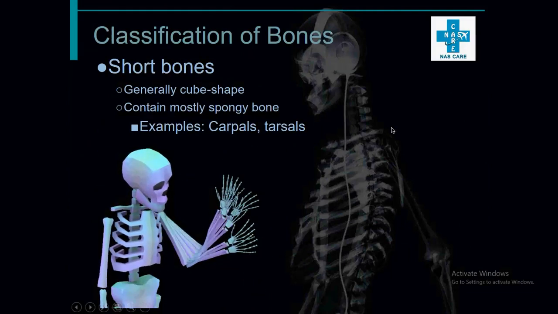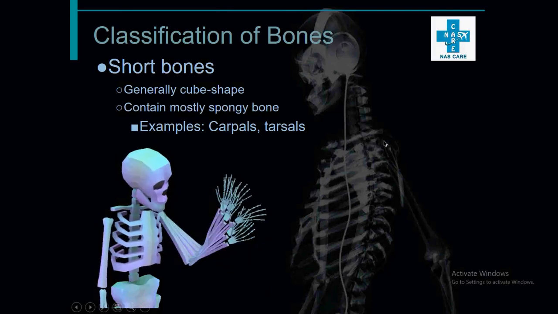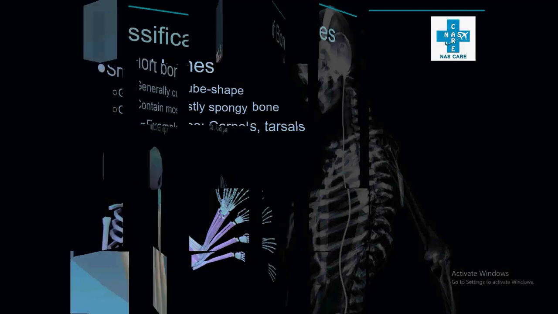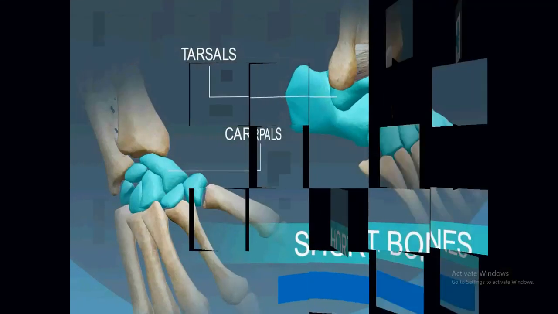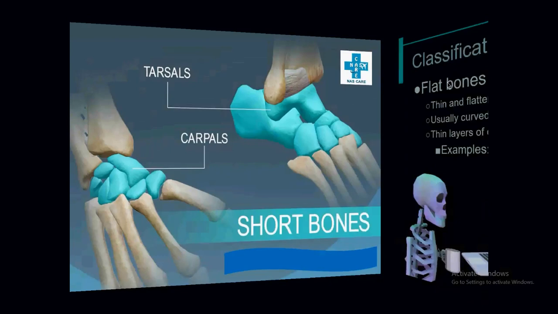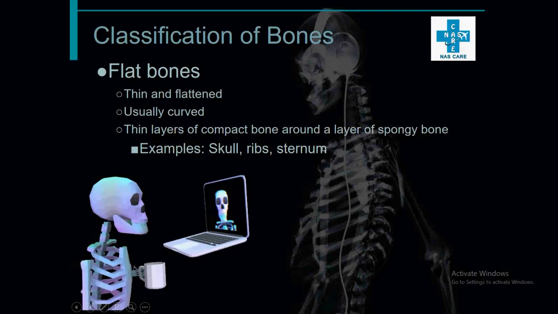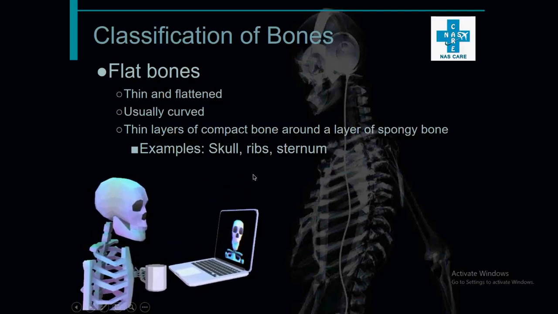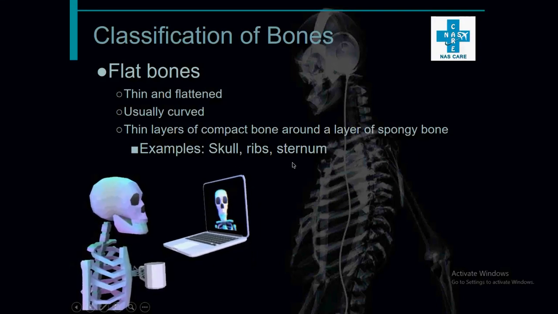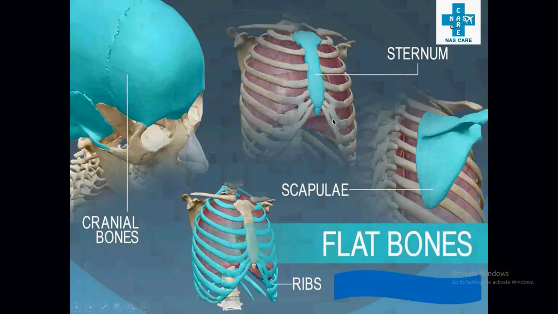About short bones, they are generally cube-shaped. They contain mostly spongy bone, such as the carpals and tarsals. Look, the carpals and tarsals in the hand and in the foot. About the flat bones, they are thin and flattened. They usually have curved, thin layers of compact bone around a layer of spongy bone, such as the skull, ribs, sternum, cranial bones, scapula, and our ribs.